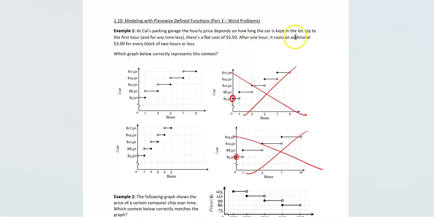Then it says after an hour, it costs an additional $3 for every block of 2 hours. That means that our X should span 2 hours, not just one, which means that the only possible answer is actually this one. Because if you look, the interval here is 1 hour, 1 hour, 1 hour, and 1 hour. But here it's 2, 2, 2, and 2. So that's the reasonable answer to this particular problem.